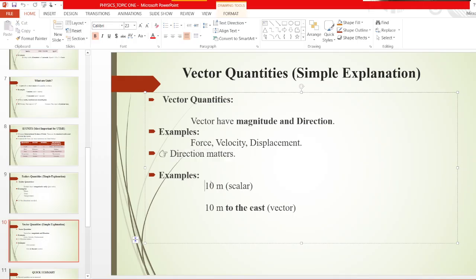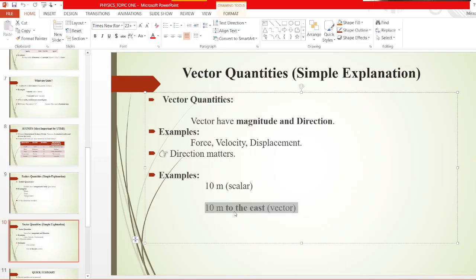Example, when you say 10 meters, that's scalar. It has no direction. 10 meters is just distance. So here it is referred to as scalar quantity because it has no direction, but it has size, which is 10 meters. But when you now say 10 meters to the east, it becomes displacement. It is a vector quantity because you have specified the direction.